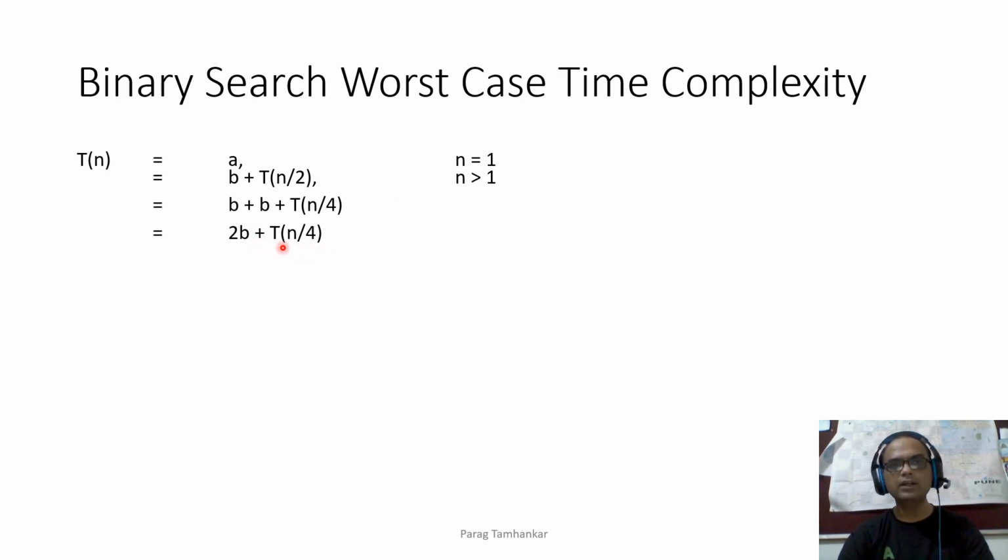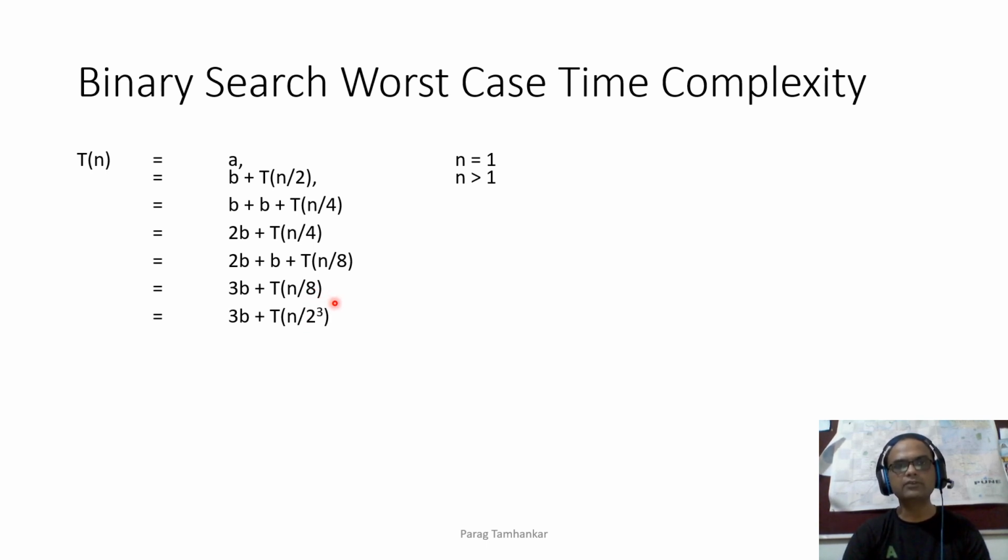Now we will substitute for T of n by 4. What would be the substitution for T of n by 4? b plus T of n by 8. n becomes n by 2, n by 2 becomes n by 4, so n by 4 will become n by 8, half, right? So 2b is as it is, and T of n by 4 is replaced with b plus T of n by 8. This would be 3b plus T of n by 8. Which power of 2 is it? Third power, right? So I can always write this as 3b plus T of n by 2 raised to 3.